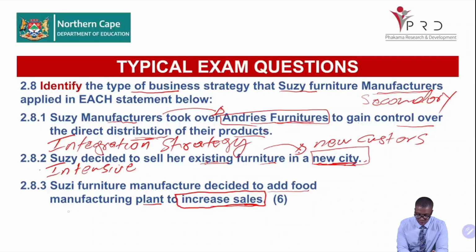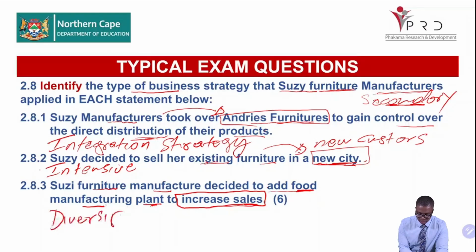Then another one is Suzy Manufacturer decided to add food manufacturing plants to increase sales. So with the adding of the food plant, remember which sector Suzy is operating in? Secondary sector. But what is Suzy manufacturing? Furniture. But in this regard, Suzy decides to add a food manufacturing plant. Meaning Suzy will be selling furniture and also adding food as part of the company. Now, therefore, this is considered to be what?